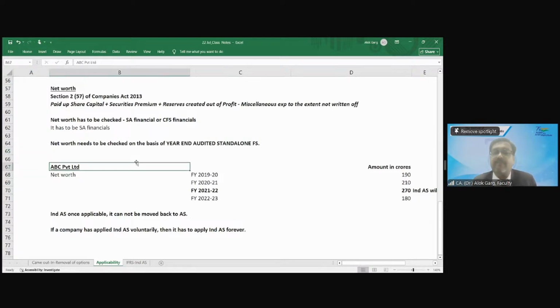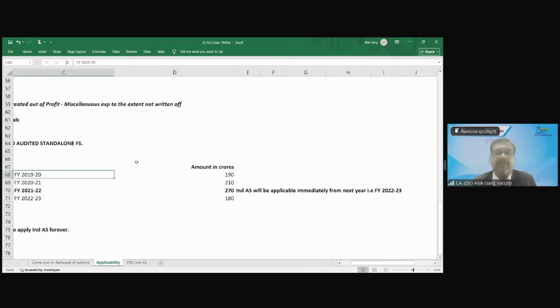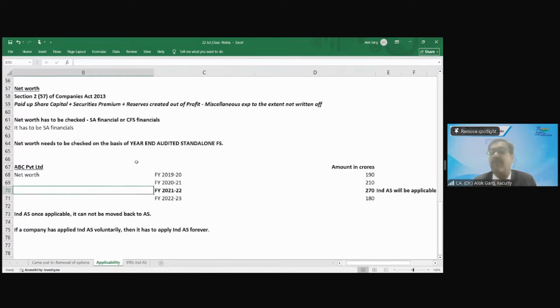For example, ABC Private Limited was a company. In financial year 19-20, the net worth was 190 crores. In financial year 2021, the 31st March 21 net worth became 210 crores. In financial year 21-22, the net worth reached 270 crore on 31st March 22. When will Ind AS be applicable? Ind AS will be applicable immediately from the next year, which is 22-23.